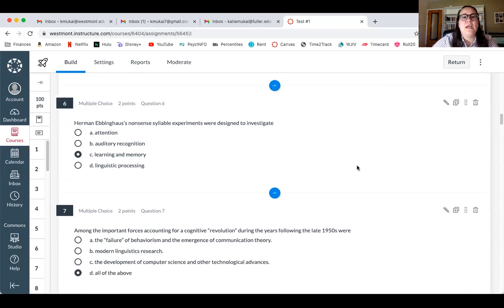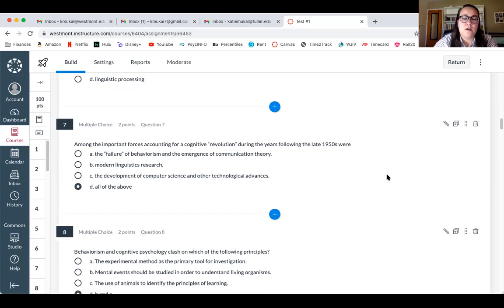Number six, Ebbinghaus's nonsense syllable experiments. These were looking at learning and memory specifically. It wasn't involving any of these other processes in terms of their specific focus.